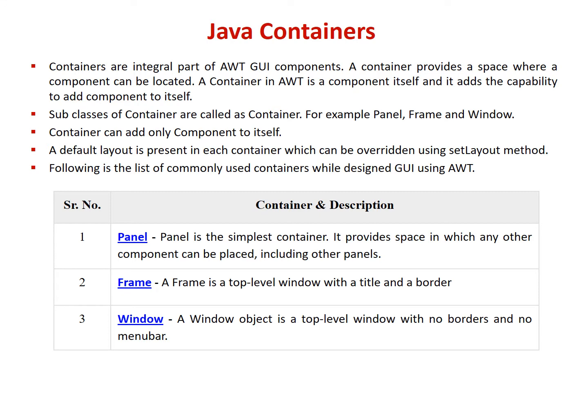The default layout is present in each container, which can be overridden using the setLayout method. Following is the list of commonly used containers while designing a GUI using AWT. The first is the panel. Panel is the simplest container. It provides space in which any other component can be placed, including other panels. Second, frame. A frame is a top level window with a title and border. Window. A window object is a top level window with no borders and no menu bar.